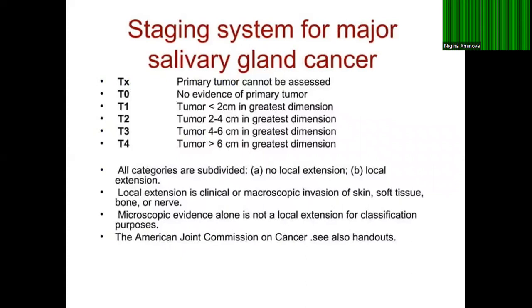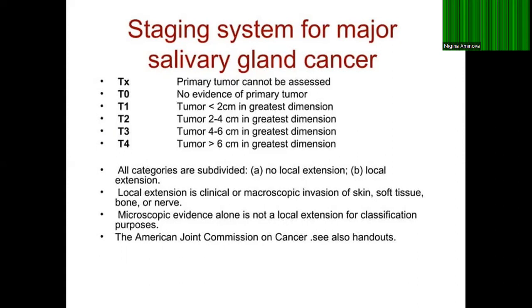Staging system for major salivary gland cancer. The first one is TX: the primary tumor cannot be assessed. Second is T0: no evidence of primary tumor. T1: tumor is smaller than 2 centimeters in greatest dimension. In T2, the tumor is 2 to 4 centimeters in greatest dimension, T3 is 4 to 6, and T4 is 6 centimeters in greatest dimension, respectively.